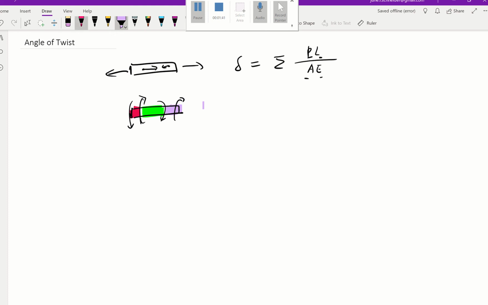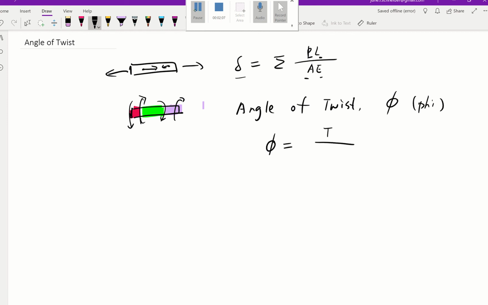So in that situation, we're going to describe this displacement not by deformation delta. We're going to use what's called angle of twist. This symbol is called phi, in Greek. Phi is going to be equal to T, torque, times L, the length, over J, polar moment of inertia, and G, the shear modulus. And we're going to look at each segment and then sum them together.